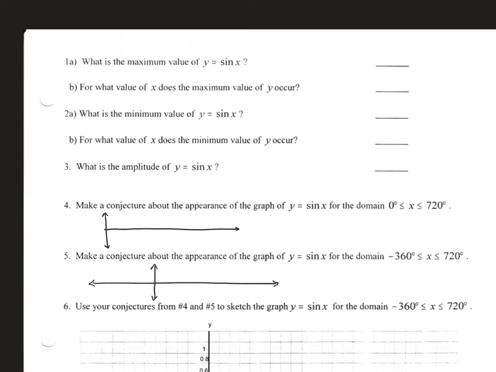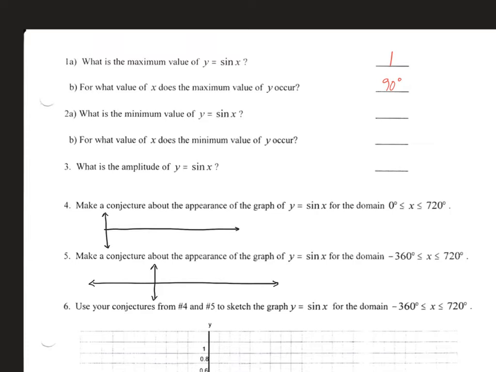So let's now take a look at the second page of that lesson note. What we're going to do is talk about some key features of our graph. We're going to very quickly go down and nail out all the key features of our sine curve. So what was the maximum value of sine x? Sine x got to the very top of its graph, with a maximum value of 1. For what value did that maximum value occur? Well, we notice that it occurred at an x value of 90 degrees.